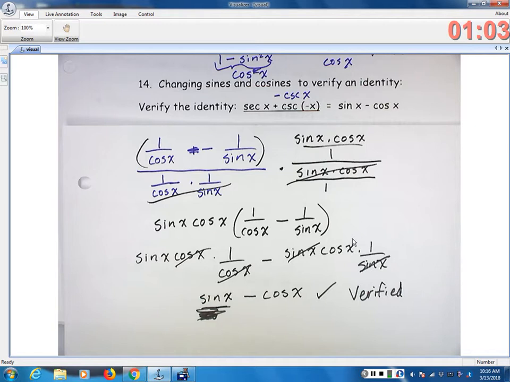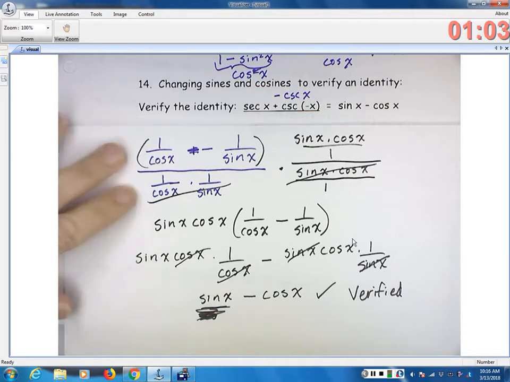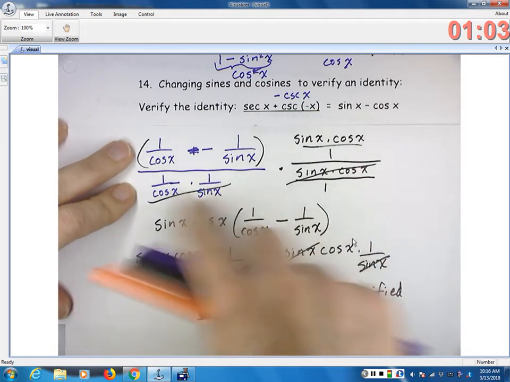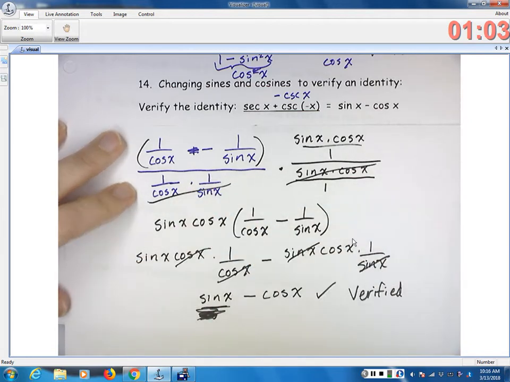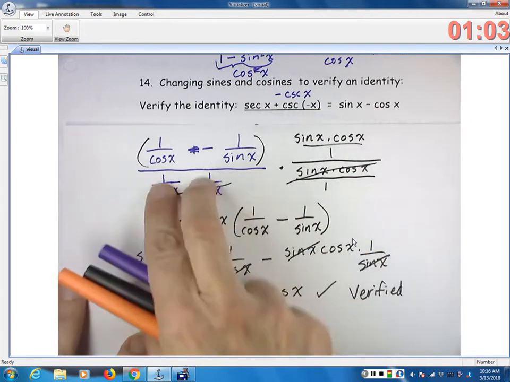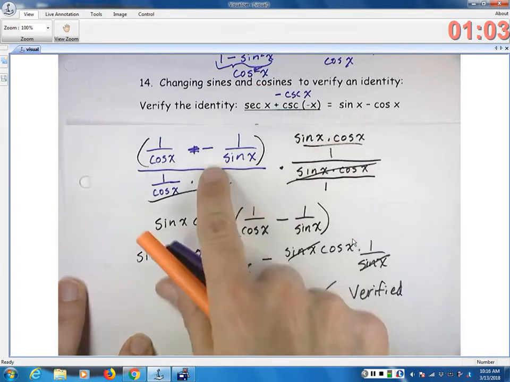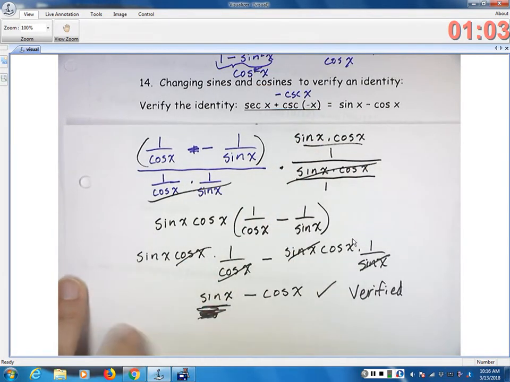So if you are confused on this step, you could flip this and multiply. Same thing. Flip this and multiply is the same as what I did. It was a fraction within a fraction, so I multiplied both top and bottom by that, because I wanted to get rid of this.